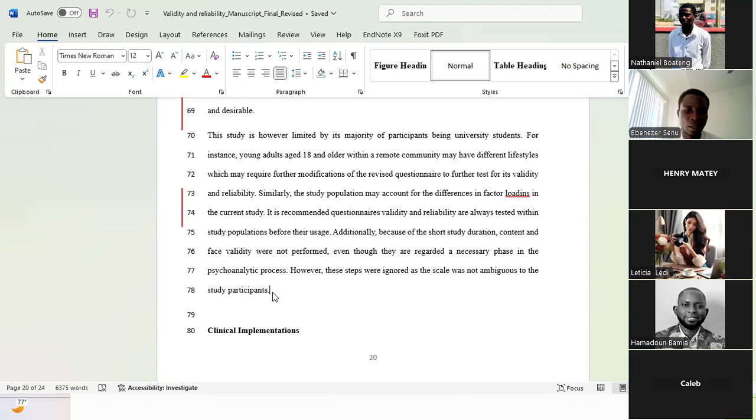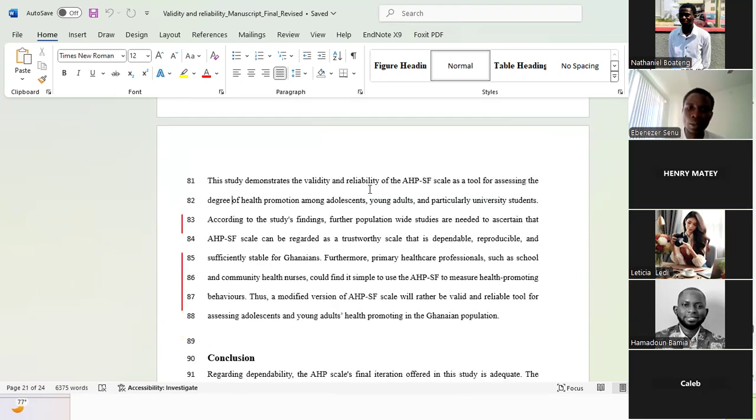Then what is the overall clinical application? What we found, what are the clinical implications? Then you state it. This study demonstrates the availability of this tool for assessing the degree of health promotion in that particular university student population. I am just stating the benefits. Primary health care school days could be used to assess health promotion among these areas.